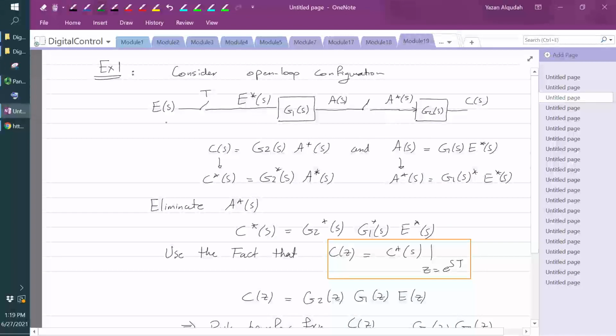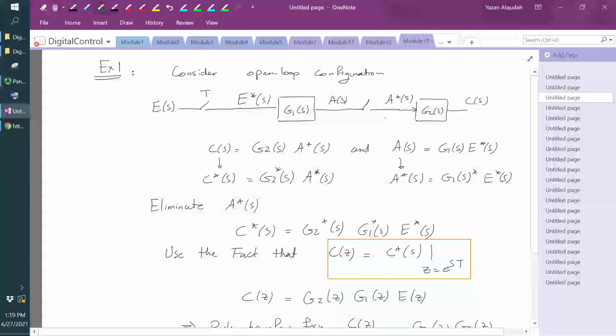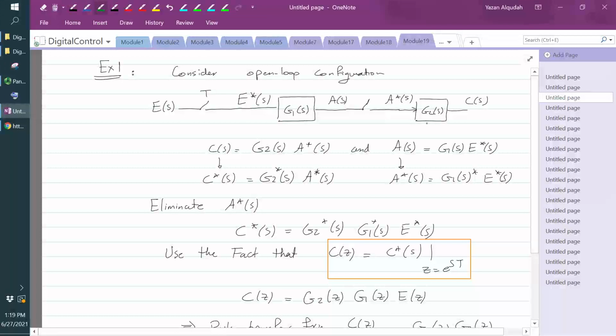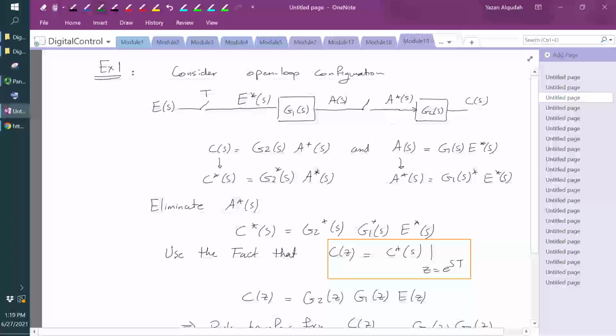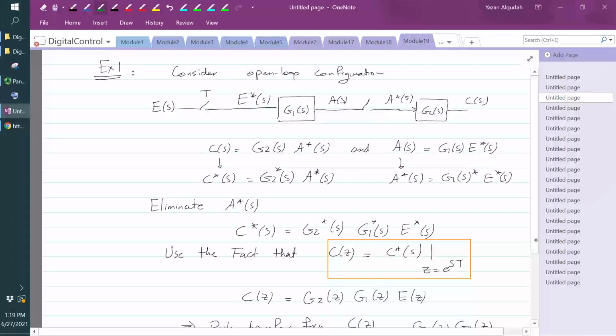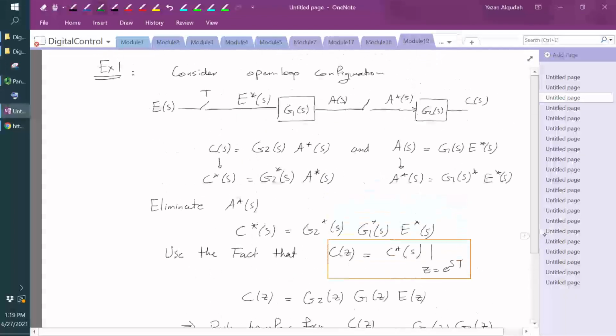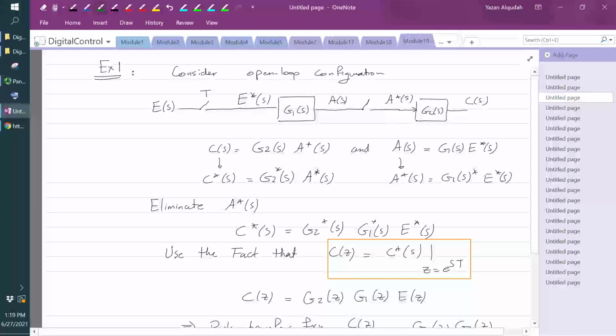So I have the signal E of S. I'm sampling the signal. I have G1 of S. I'm taking the output of the plant, sampling it, and putting it through another system, G2 of S, and I have the output C of S. And I want to calculate the transfer function between C of z and the input E of S. So how do we do that?